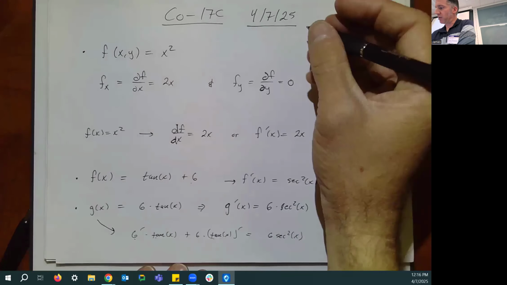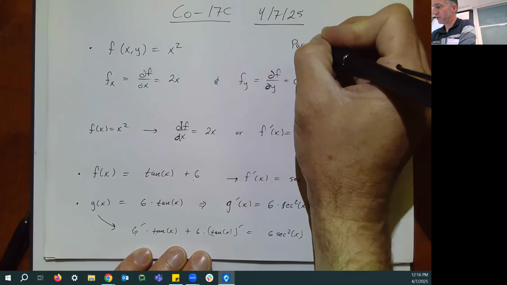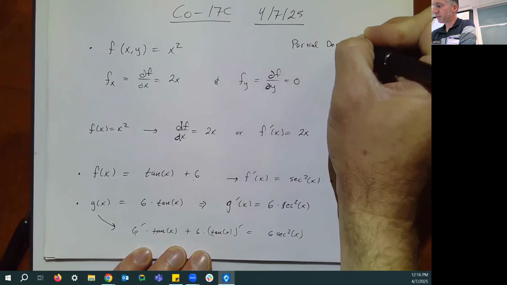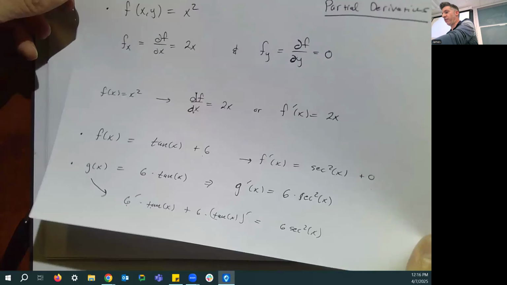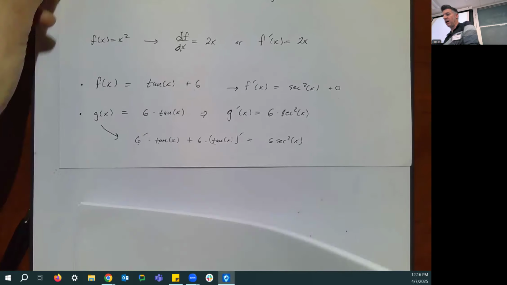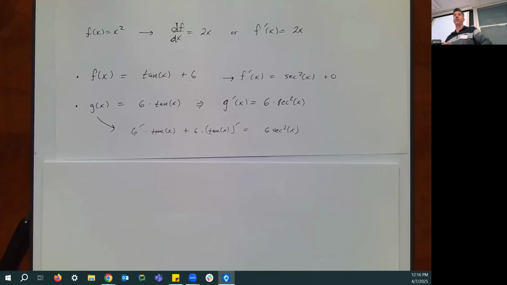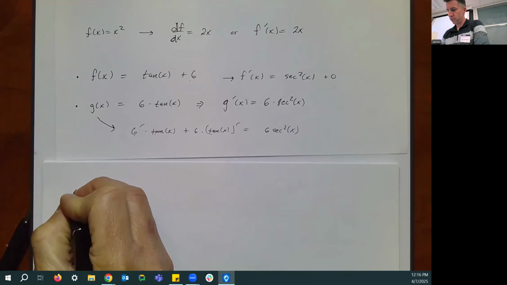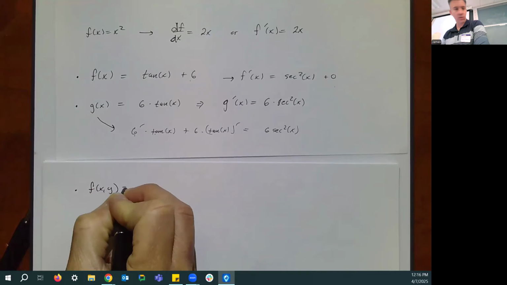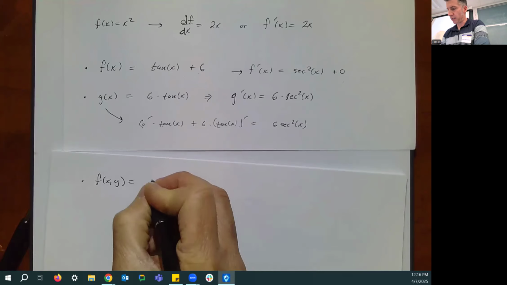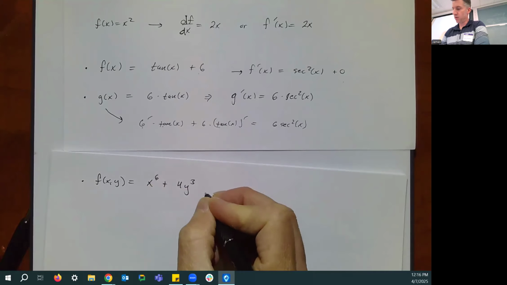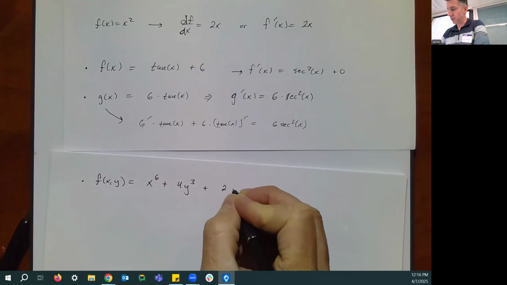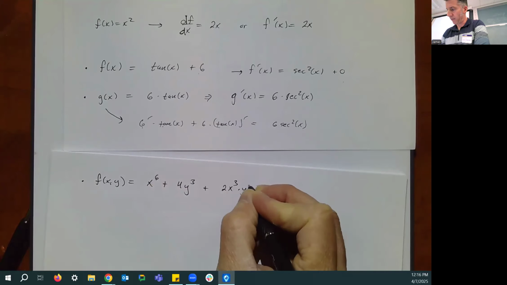Today we're mostly dealing with partial derivatives. And I would say the main thing to remember is whatever variable you're differentiating with respect to, any other variable gets treated like a constant for that part of the process. Let's say our function is the following. F of x comma y is equal to x to the 6th plus 4y cubed plus 2x cubed y to the 4th.